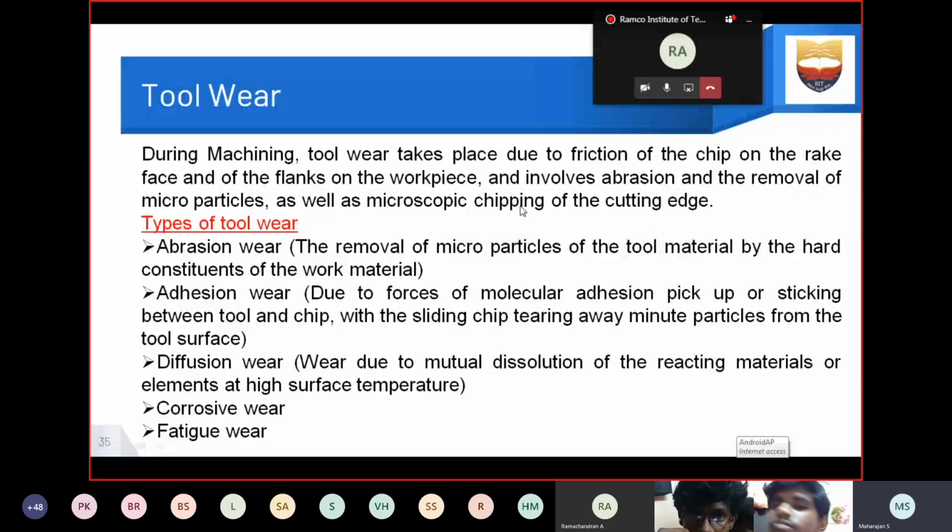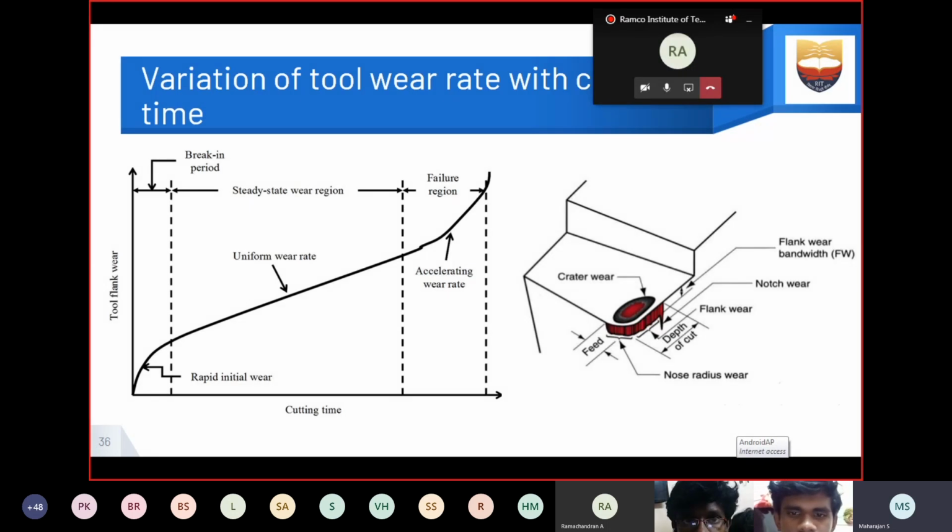So next we are having tool wear. The tool wear is crater wear and flank wear. This is the flank face. The flank wear is at the flank face of the tool. Initially, there is a rapid wear due to the cutting, then a uniform wear rate. After that, the accelerating wear rate will be very high.